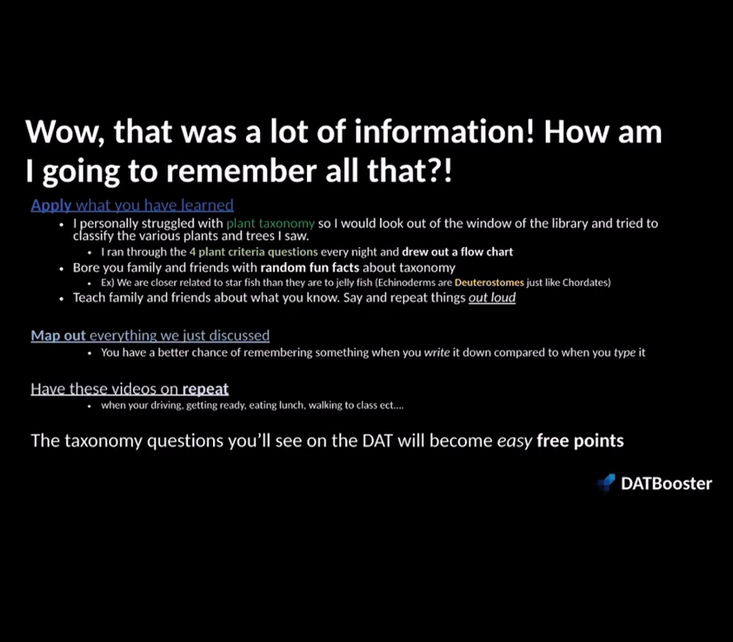So I included 3 key principles that I think are critical in understanding all the taxonomy on the DAT. Number 1 is applying what you have learned. So as an example of that, I personally struggled with plant taxonomy. So I would constantly be looking out the window of the library that I was studying in, and I tried to classify the various plants and trees that I saw. I also ran through those 4 plant criteria questions every night and drew out a flow chart, so I had that memorized when I took the DAT.